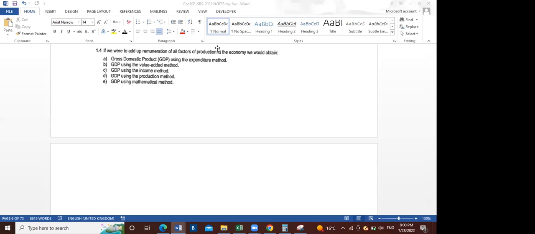Right, someone is saying C. Are we all agreeing on C? Lillian is saying C. Kakiso is saying C. Anyone else with a different answer? All right, so the correct answer is C. You obtain GDP using income method. So that is the most correct answer.